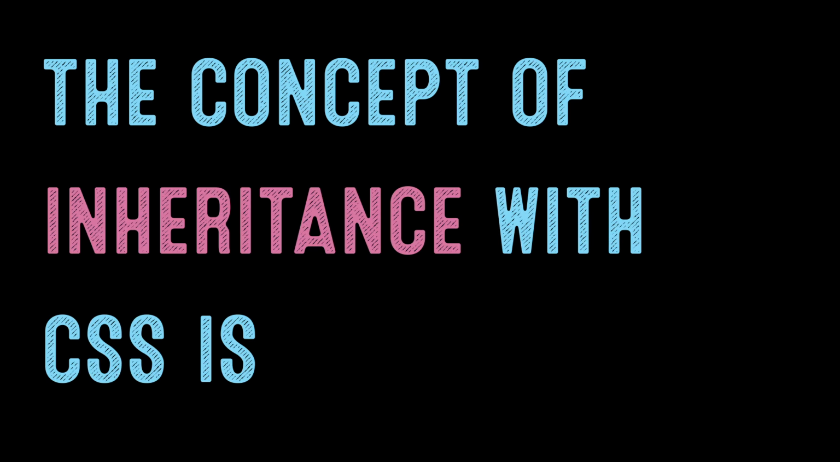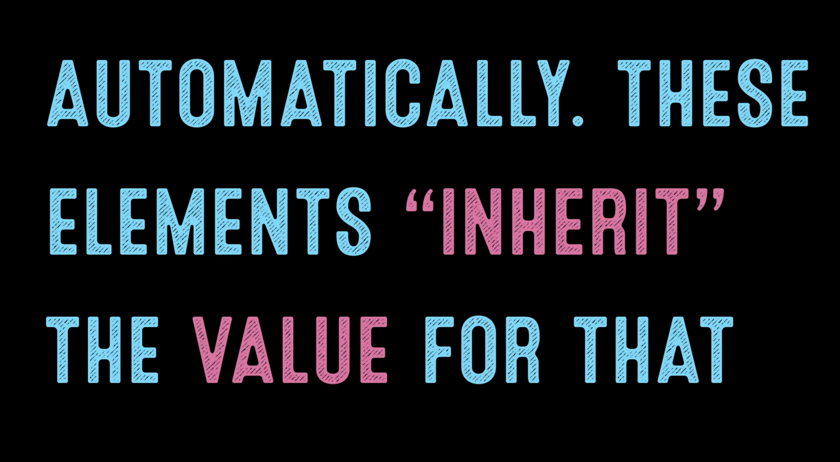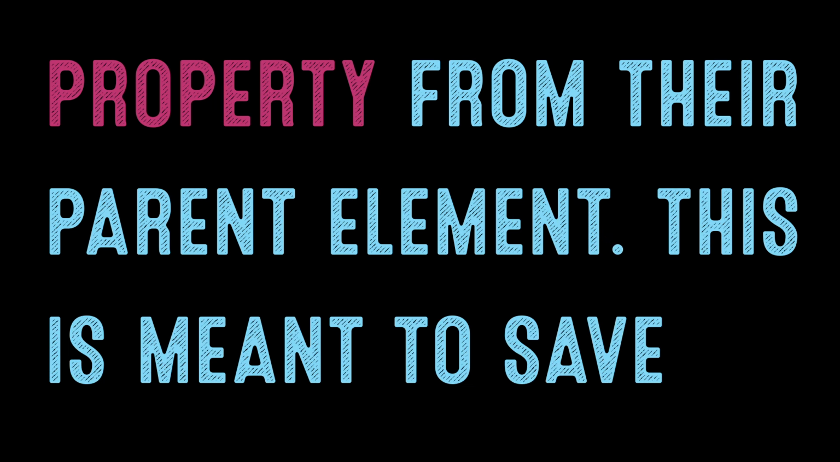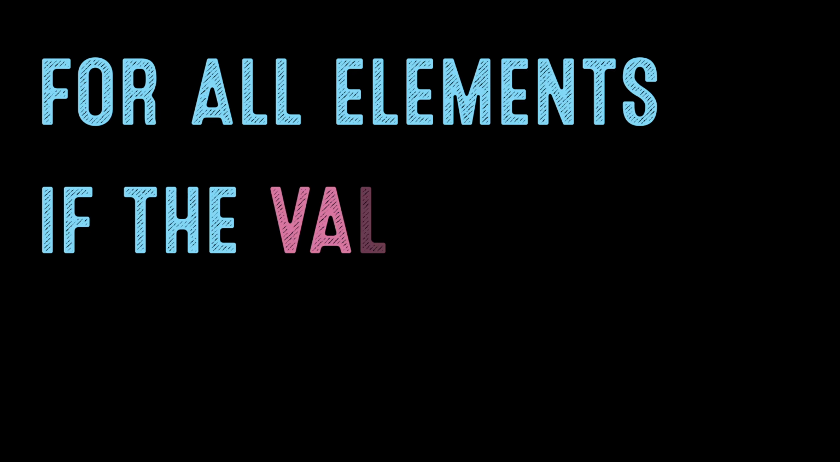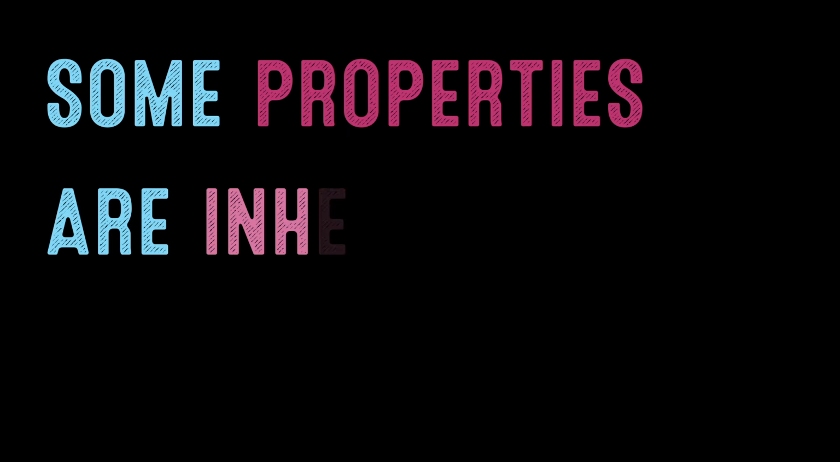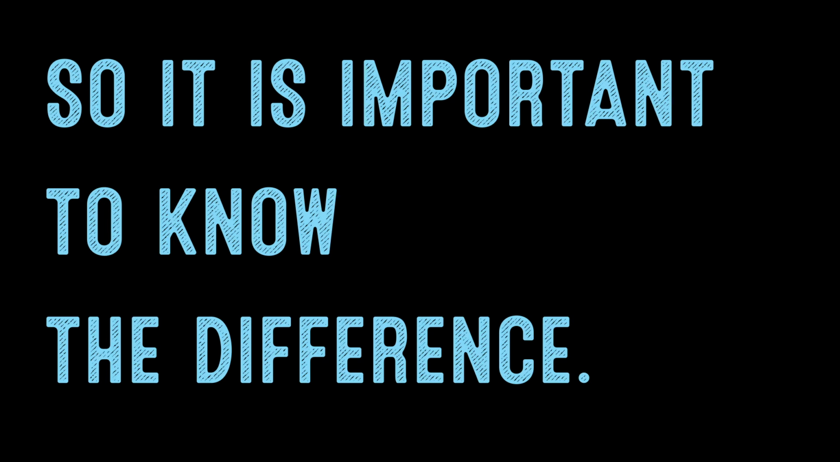The Daily Code Snippet. The concept of inheritance with CSS is that some properties are applied to the child elements automatically. These elements inherit the value for that property from their parent element. This is meant to save time so that you don't need to specify the property for all elements if the value will remain the same.